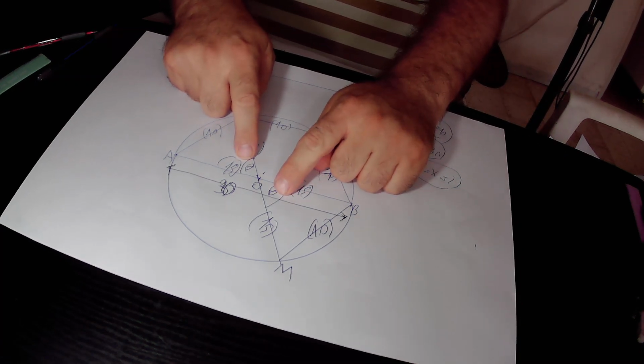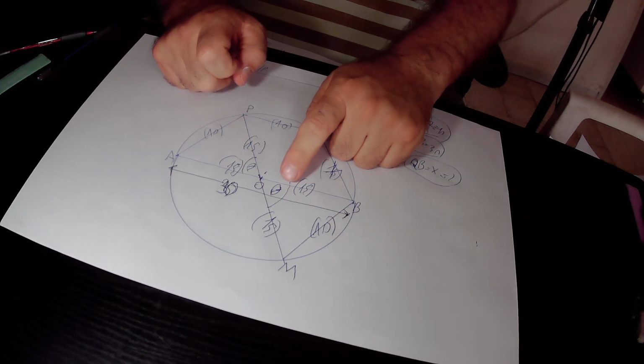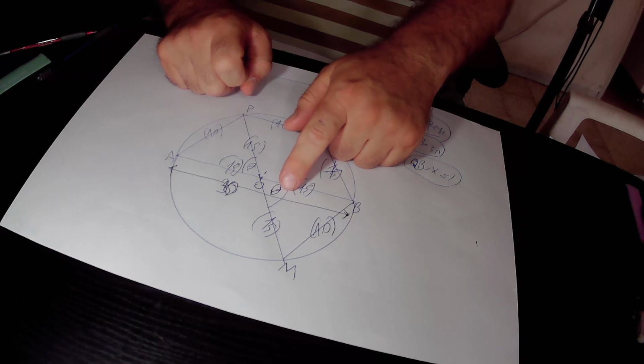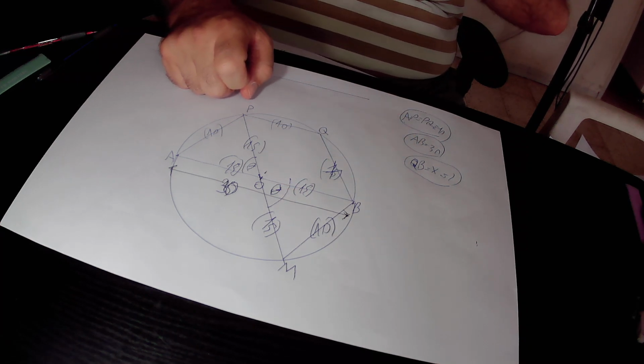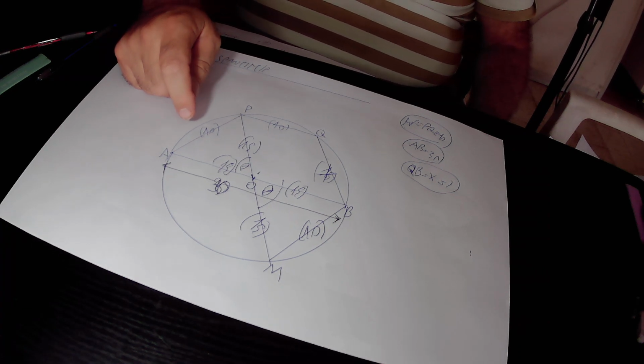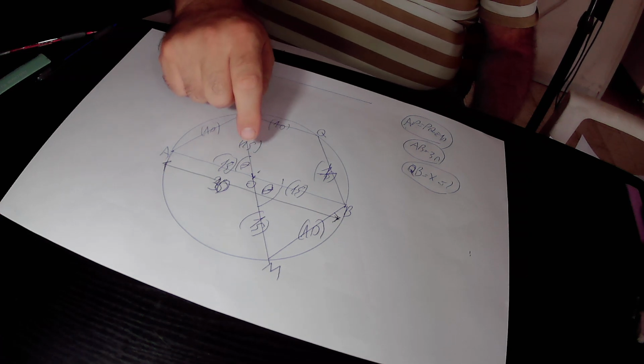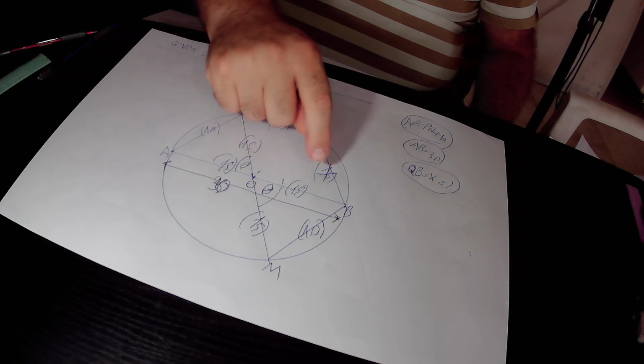Those two angles are vertical angles, and we know that vertical angles are equal to each other. So if this angle is theta, then this angle must also be equal to theta, according to the rule that I mentioned. In the next step, we proved that triangle APO is congruent to triangle OBM.